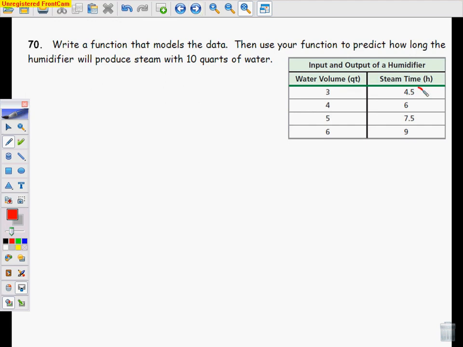From here to here, we add 1.5. Here to here, we added 1.5. Here to here, we added 1.5. So we see that the first differences were the same. Therefore, this is a linear function.